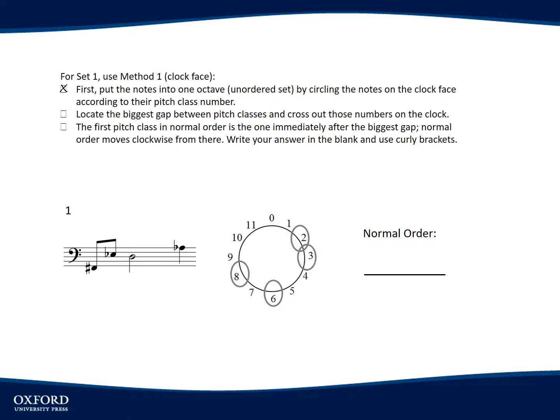The next step is to find the biggest gap. For this set, it's between 8 and 2, so we cross those numbers out moving clockwise. This completes step 2.